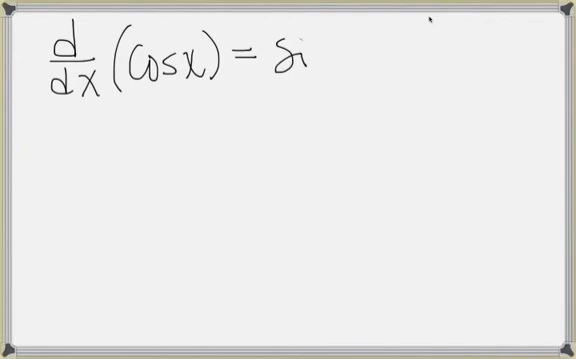The derivative of the cosine of x does indeed equal negative sine of x.